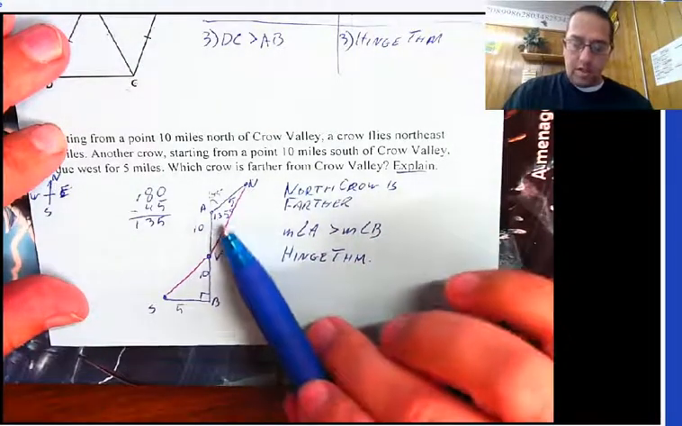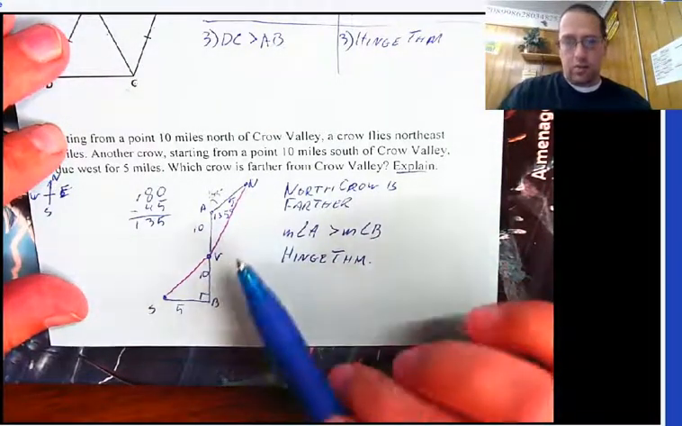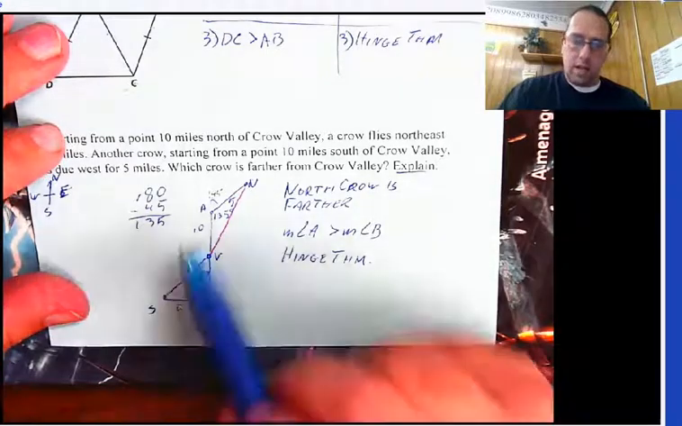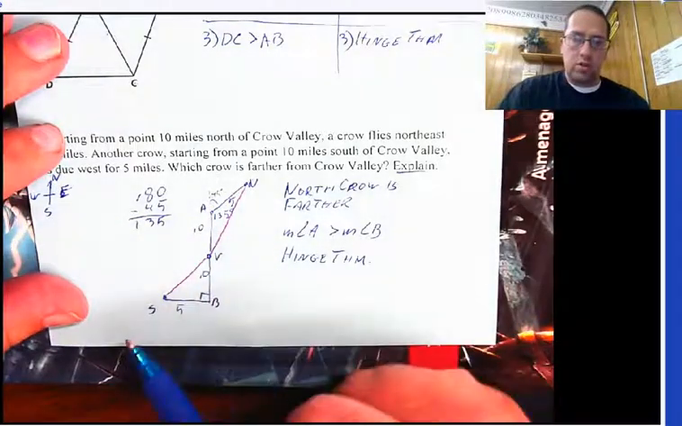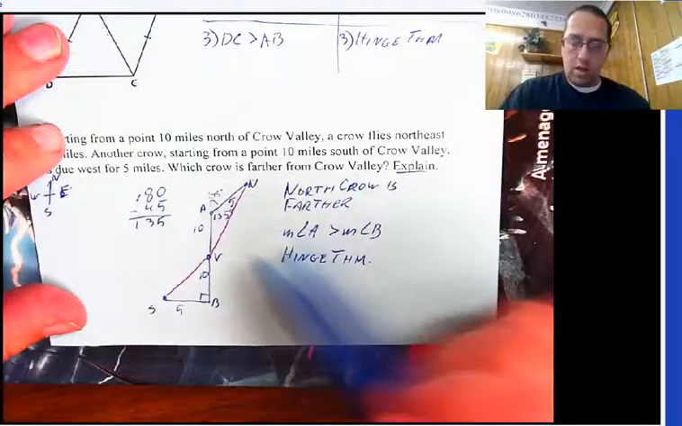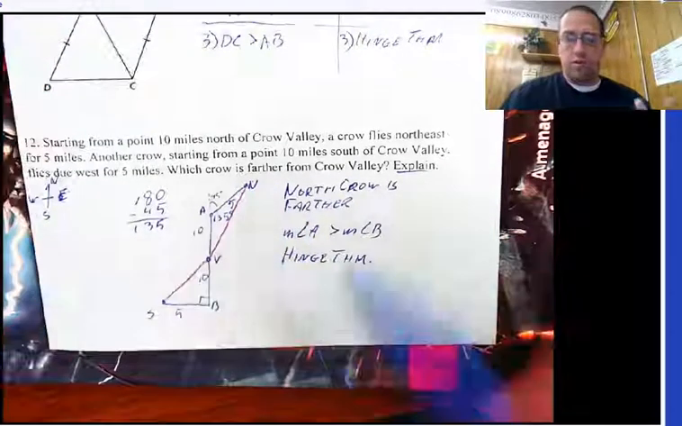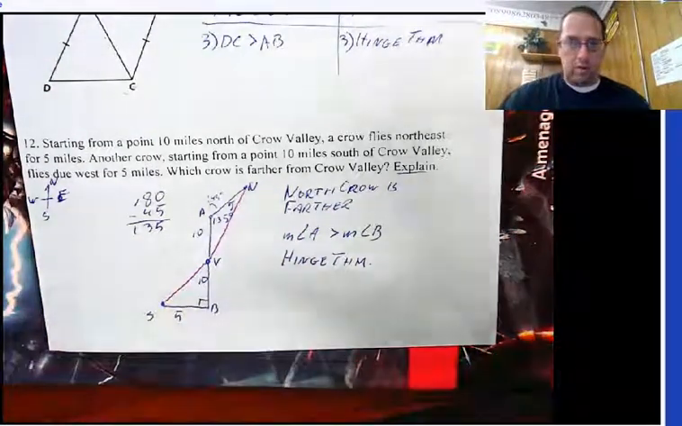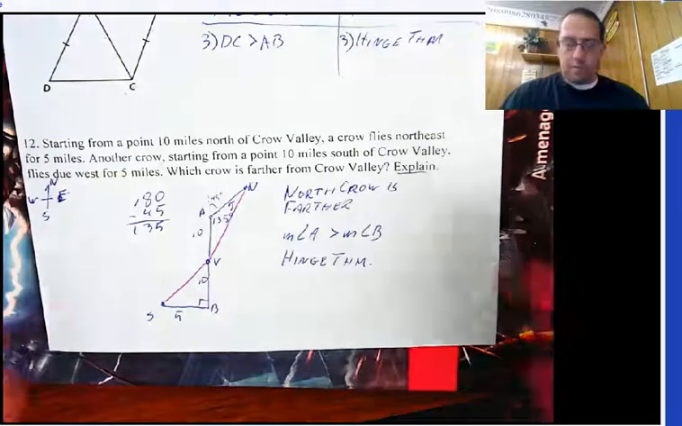Remember, you are looking at the angle inside the triangle, which is not necessarily the angle that the crow turned, or whatever it is you're looking at. You've got to draw the picture. If you don't draw the picture, you will mess up very, very easily. Okay. All right. So there it is.